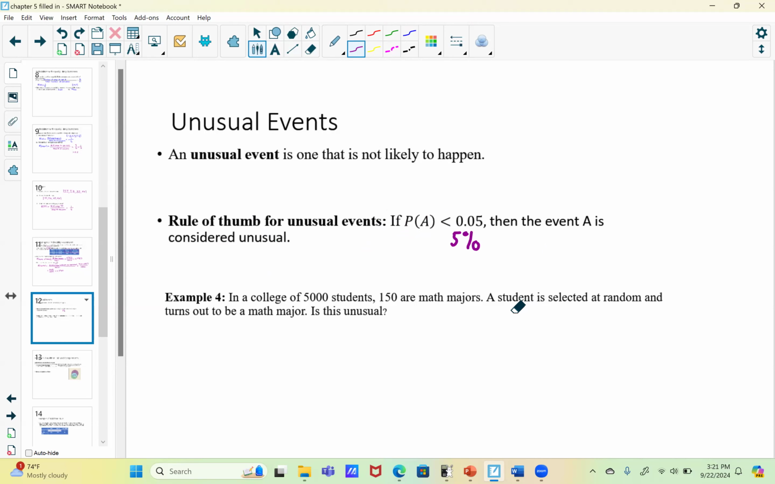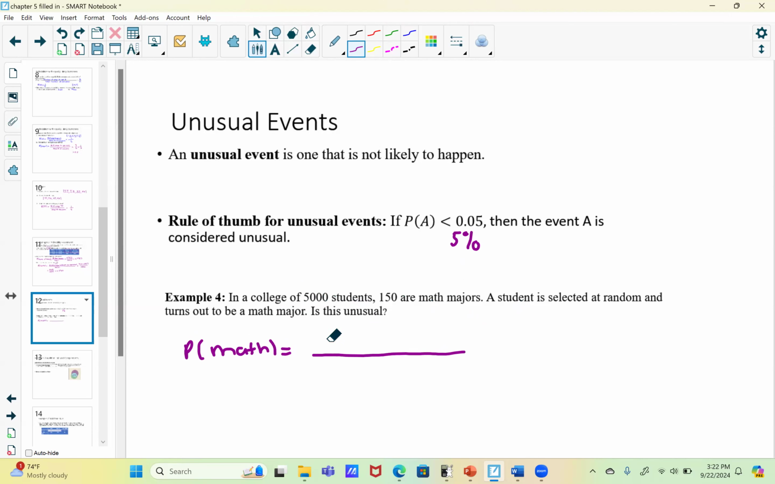If they ask you, is the event unusual, you would calculate the probability. If it's less than 0.05, then we say yes. If it's more than 0.05, then we say no. And technically, if it's equal to 0.05, then we say no, because it's supposed to be less than it. So, in a college of 5,000 students, 150 are math majors. A student is selected at random and turns out to be a math major. Is that unusual? We want the probability that someone's a math major.